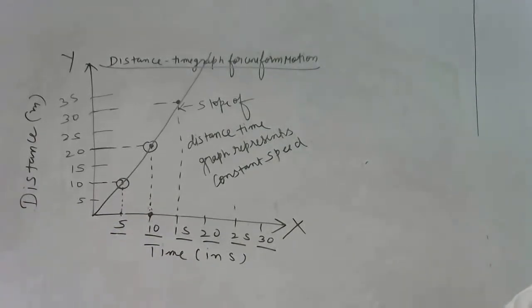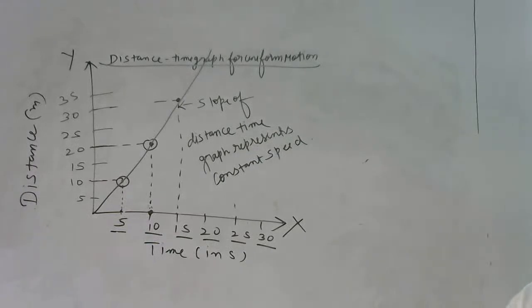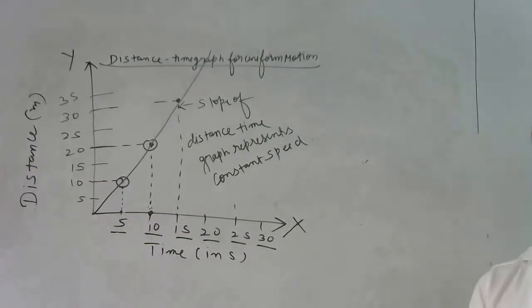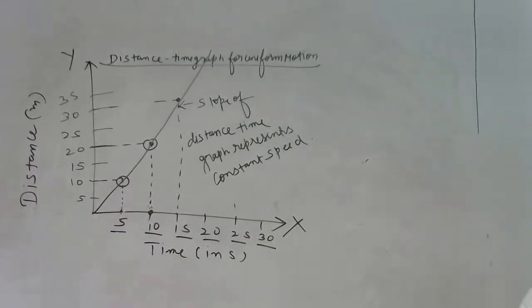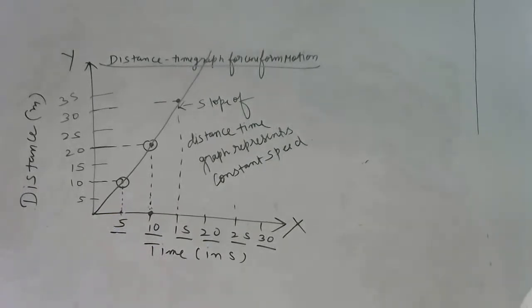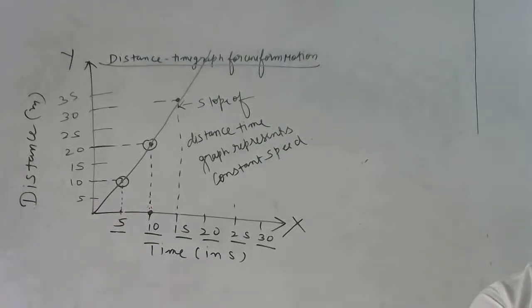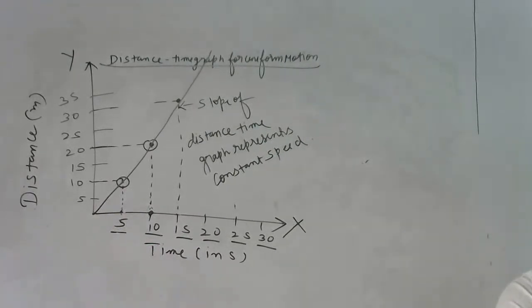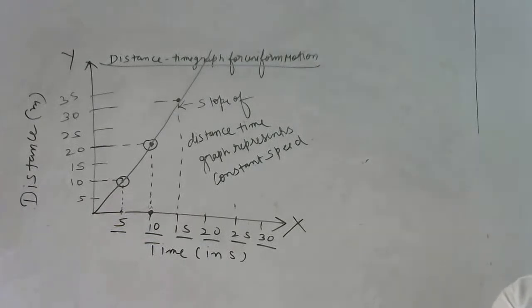Then next, the distance time graph for uniform motion. The distance time graph for uniform motion is a straight line. The distance time graph for uniform motion is a straight line that is inclined to the time axis.